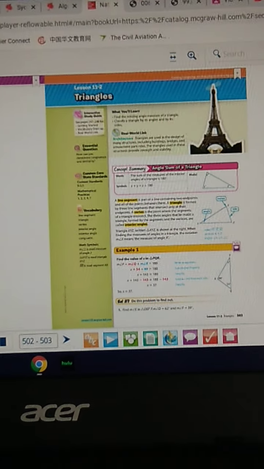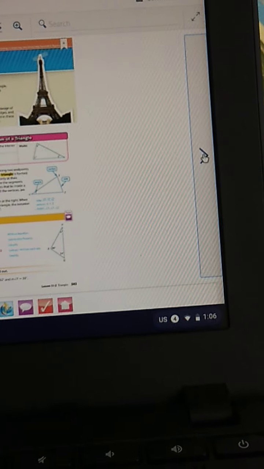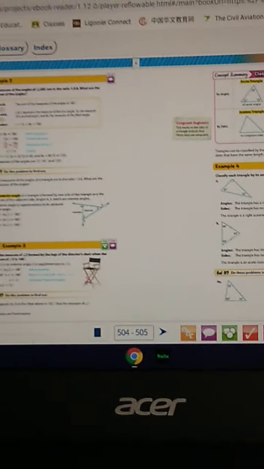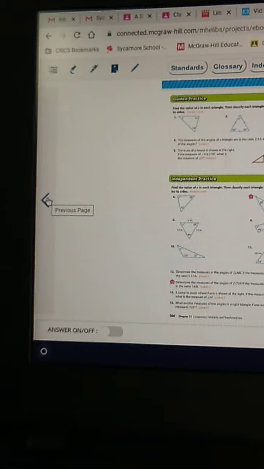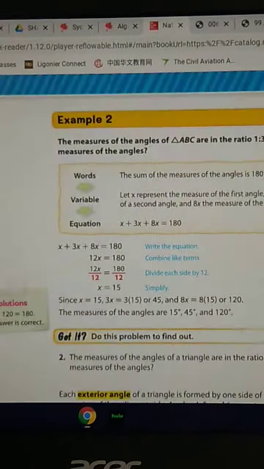I'm gonna go to the next page. Okay, let me see. Come on. Okay, I think I did it again unnecessarily. Let me go back a little bit. Okay, so and then let's see what's here. Okay.